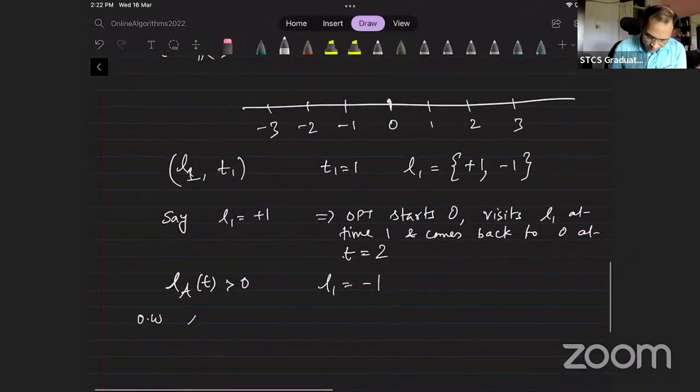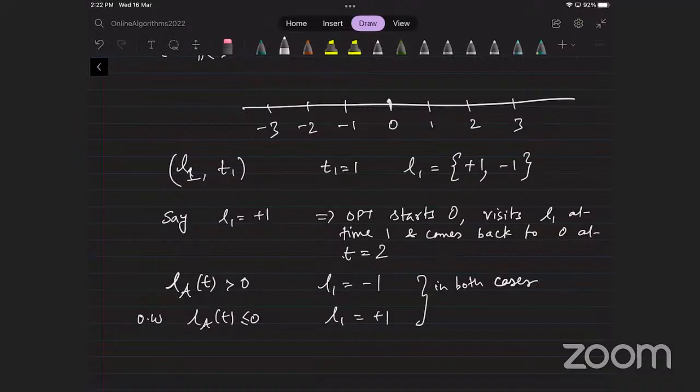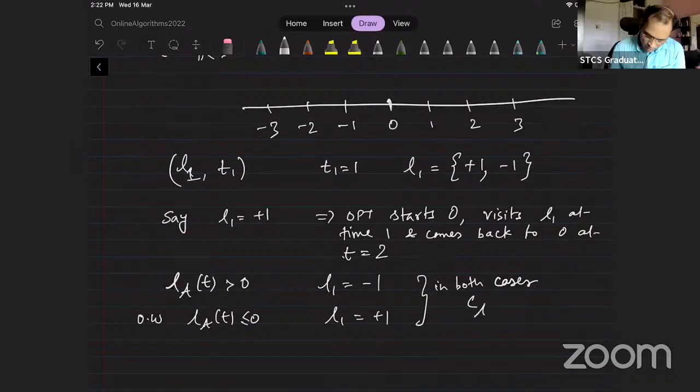Otherwise, if LAT is less than or equal to 0, L1 is equal to +1. In both cases, how much is the time taken by the algorithm to come back to the origin? At least 3. Exactly. So CA is greater than or equal to 3. Is everybody with me? Why can I do this?